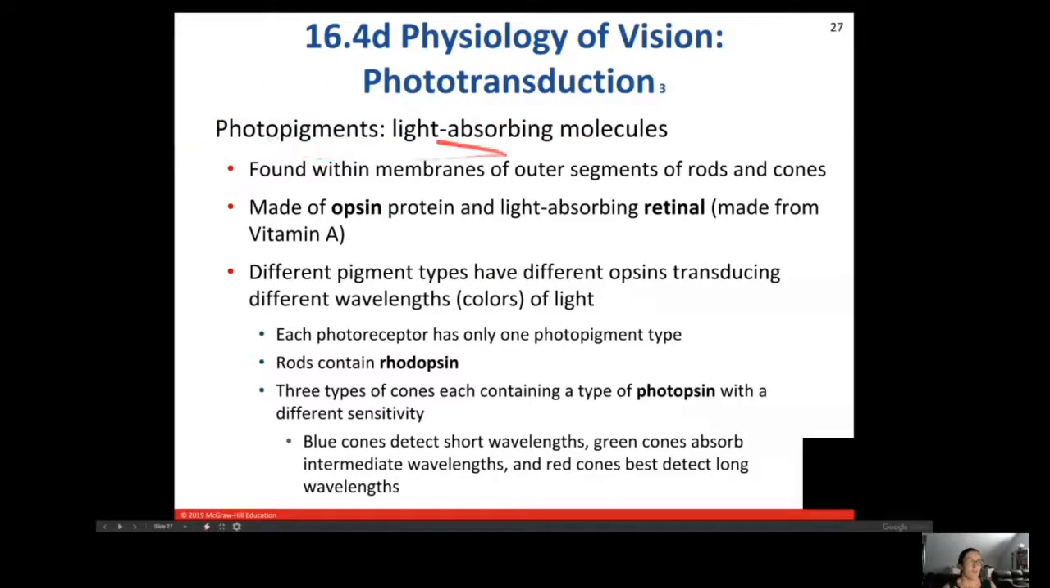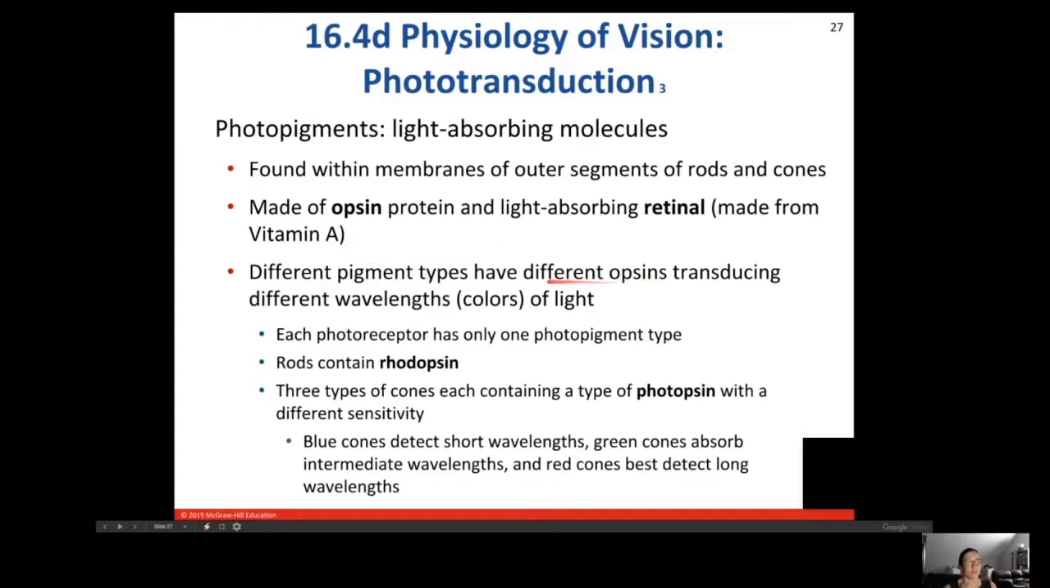A photopigment is a light-absorbing molecule. It absorbs the light, and when it absorbs the light, it changes shape. These are found in the outer segments of both rods and cones, but we do have different photopigments in rods than in cones. They're made of an opsin protein and a light-absorbing retinol. This retinol is made from vitamin A. So it is important that we have enough vitamin A. That's why we say vitamin A is important for vision. It's important for these photopigments.